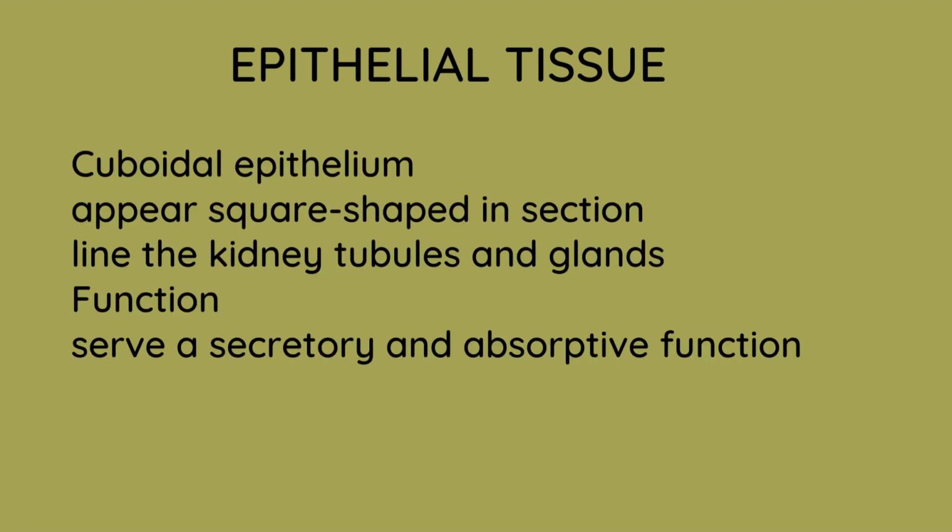The last type of epithelial tissue is the cuboidal epithelium, and it appears square shaped in section. It lines the kidney tubules and glands, and its function serves as a secretory and absorptive function.